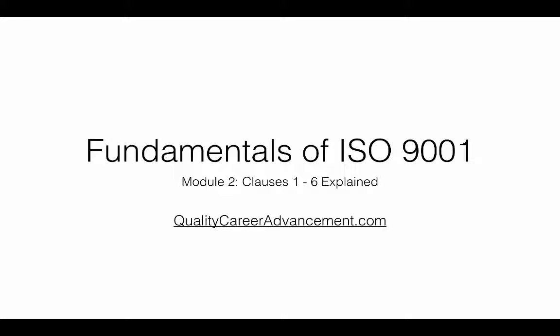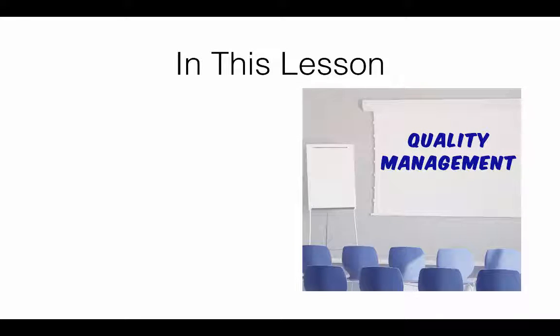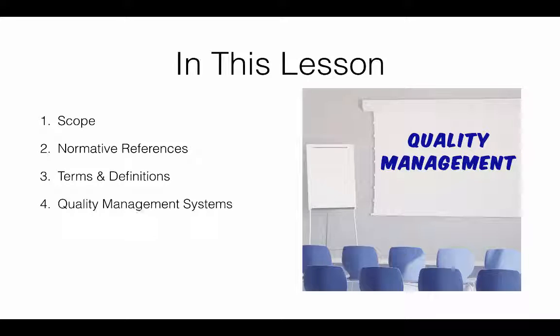In the previous module, you were given an introduction to the ISO 9000 family and its benefits. We also discussed the 8 quality management principles that form the foundation of the ISO 9001 standard, the 6 required procedures, and the importance ISO places on a process approach. In this module, we will take a detailed look at clauses 1 through 6 of the ISO 9001 standard. Those clauses are scope, normative references, terms and definitions, quality management, management responsibility, and resource management.